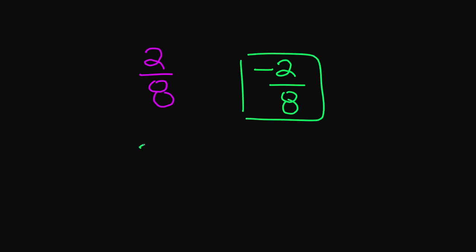What about 2 over 8? What is the opposite of 2 over 8? And the opposite is going to be -2 over 8 because if I add them, this is going to equal 0. So 2 over 8 plus -2 over 8 is going to equal 0.